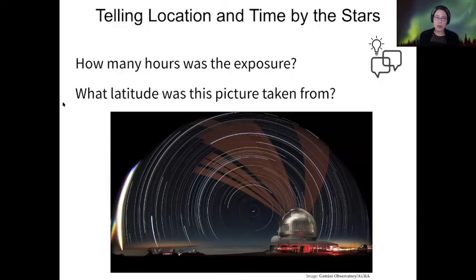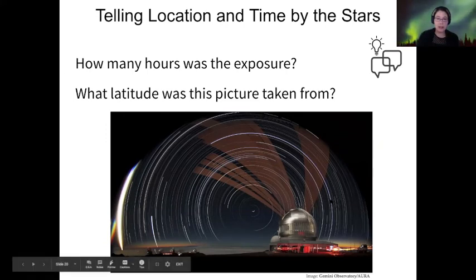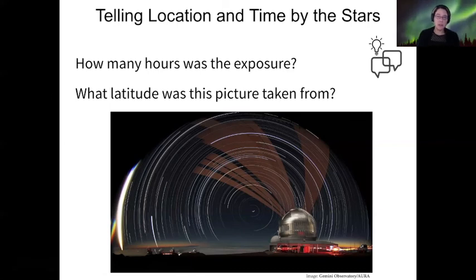All right, so we can tell our location and time by the stars, and we kind of just explored some of those possibilities. Now I want to ask you, looking at this image from the Gemini Observatory, how many hours was this exposure of the star trails, and what latitude was this picture taken from? Take about 30 seconds here, think about it, write it in the chat, but don't hit send yet, and I'll tell you when to hit send. You can tell me numbers, or you can just tell me your idea for what you would do to figure out how long the exposure is and the latitude.